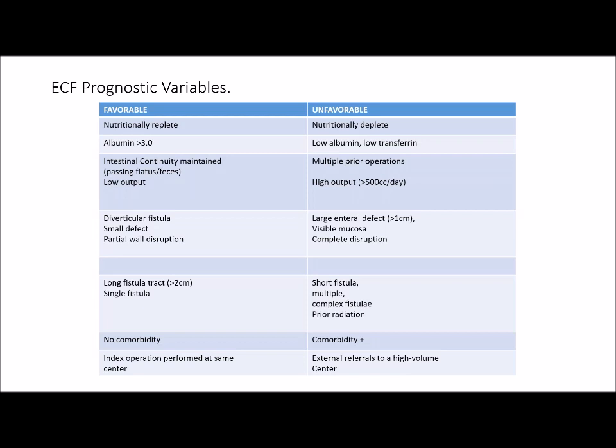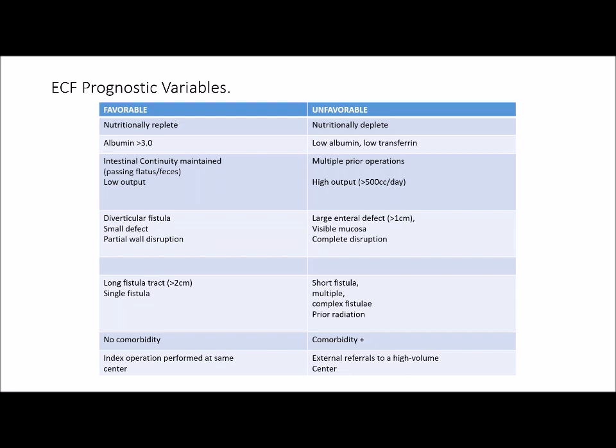Now, there are certain prognostic factors which can basically tell you what's going to happen in the long run. If you look at these factors, you can actually prognosticate that particular patient. For example, if the patient's nutrition is near normal, albumin more than 3, then you can say it's a favorable condition. If you have a low transferrin level, the patient is unfavorable. If intestinal continuity is maintained, that means with an ECF the patient is still passing some amount of flatus and feces, or the patient has a low output fistula, a diverticular fistula, where it has come from diverticulosis.